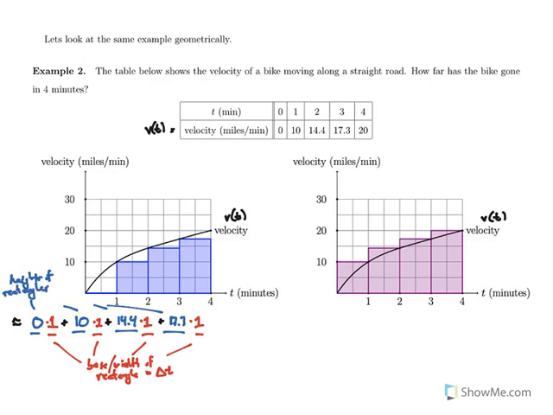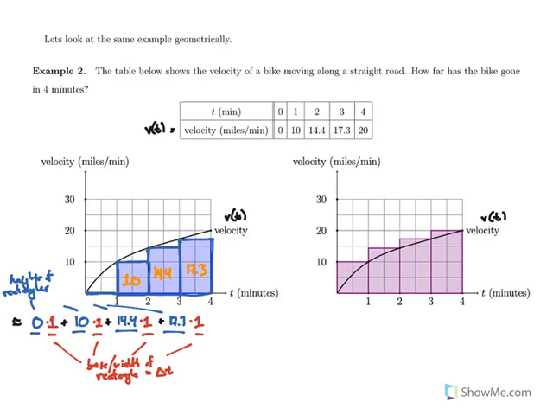And we can visualize those given here. We have our first rectangle is not really a rectangle, it's just a 0 rectangle. Our next one is a height of 10, base of 1, and we know that that area is 10. The next one has an area of 14.4 and then 17.3 for the last one. And we are adding up those areas, and that's going to be an estimate for how far we've gone.